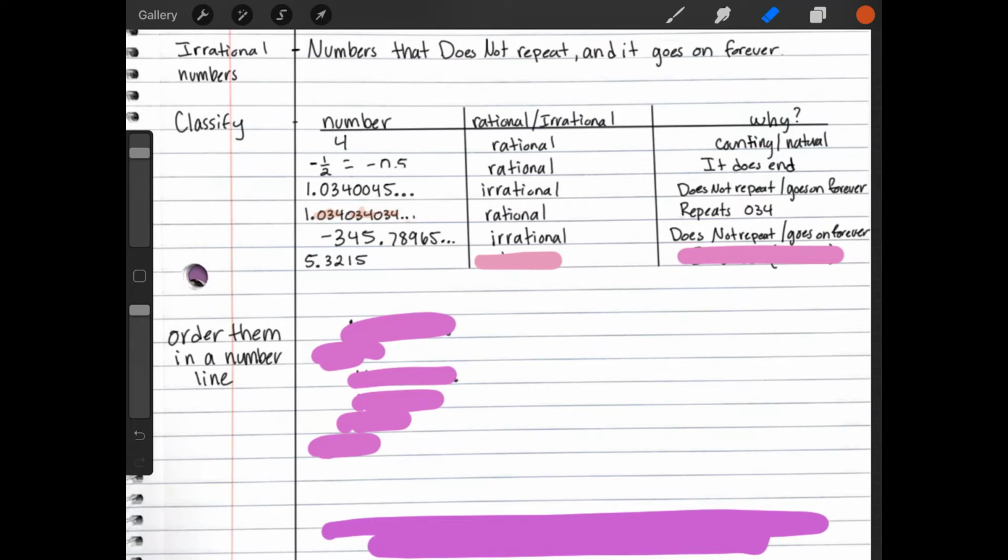And the last number, let's look at 5.3215. Let's see. There's no ... so I know it ends, and it just ends. So if it ends, we know it's rational, right? There's no ... so we can't say that it goes on forever like an irrational number.